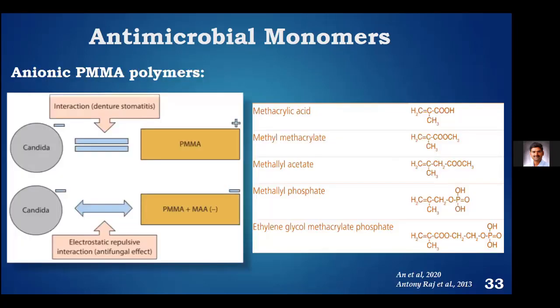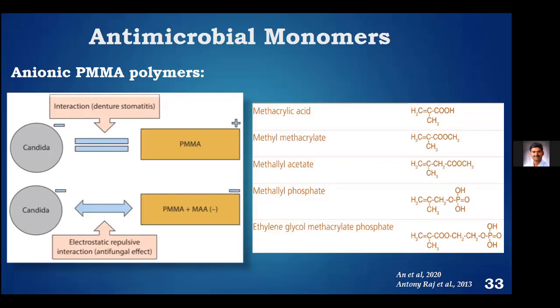So one of the strategies to combat denture stomatitis is to use co-polymerizable monomers in such a way that you can make the surface of the denture highly negatively charged. This negative charge on the surface of the denture will repel the Candida, because they also have a net negative surface charge, and that will not permit these Candida to get adhered onto the surface of the material. Whereas a surface which doesn't have any charge or which has a positive charge possibly encourages the adherence of these Candida albicans and the onset of denture stomatitis.